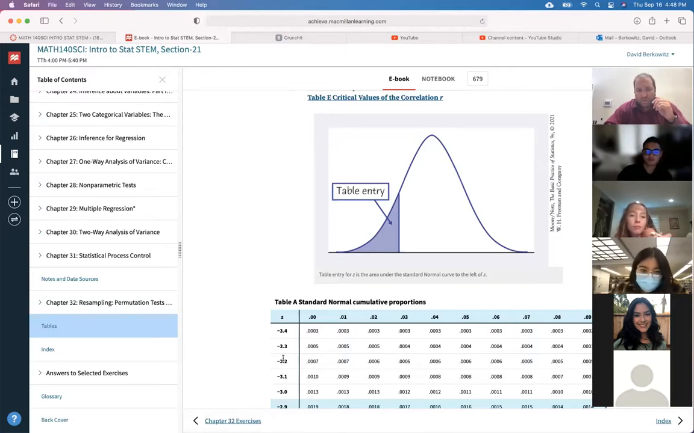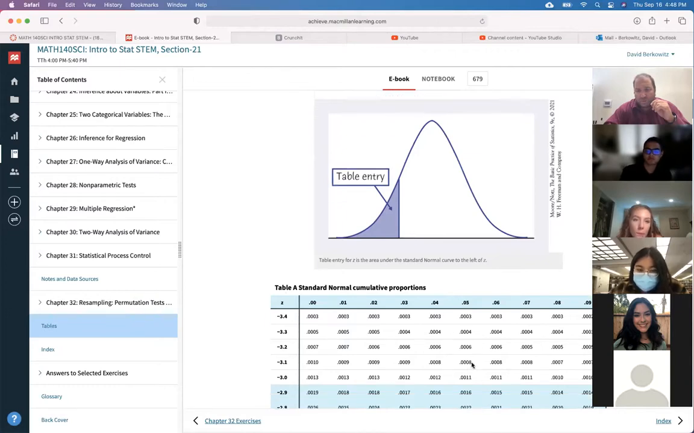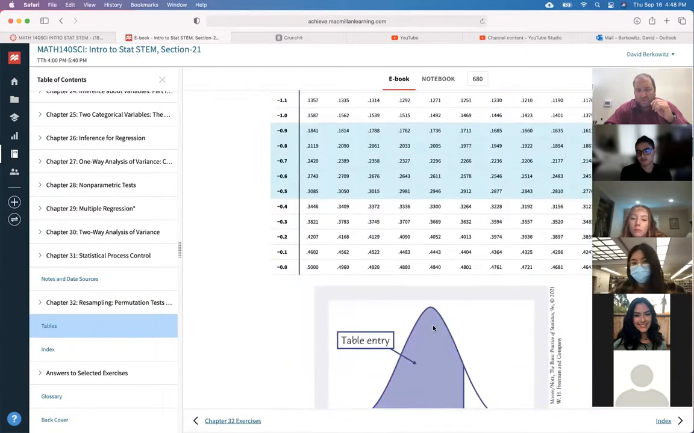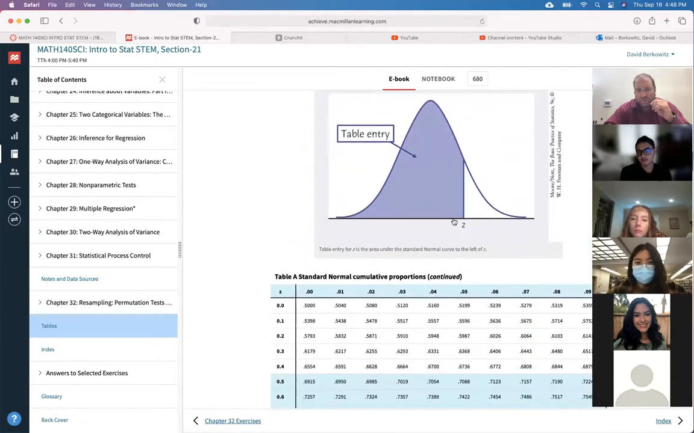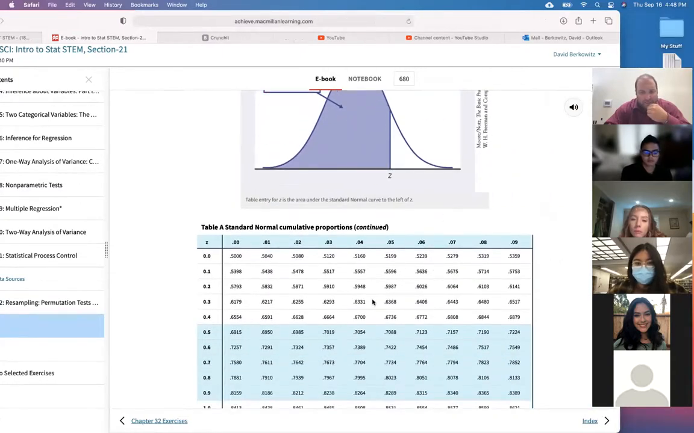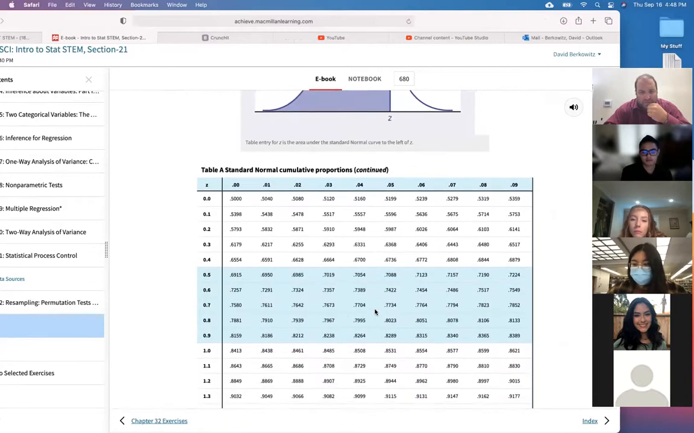But remember, I'm not looking for the z-score. I'm looking for a probability of 90%. So I will find that in the actual table. Now, this graph has all the negative z-scores. These are all to the left. So I want something around here somewhere. So let's go probably to the next page. Okay, here we go. And now let's find a probability of 90%.